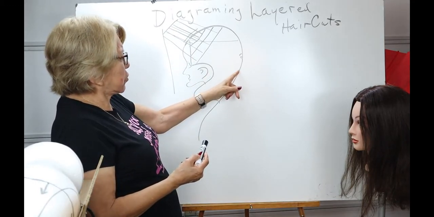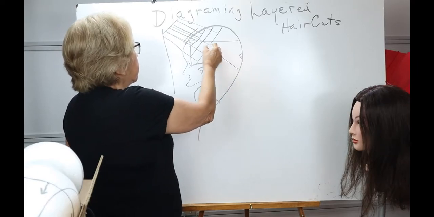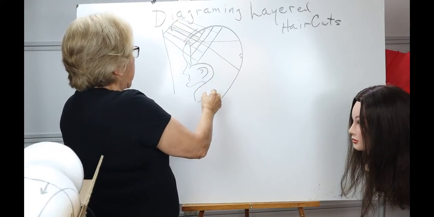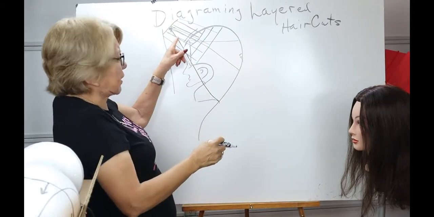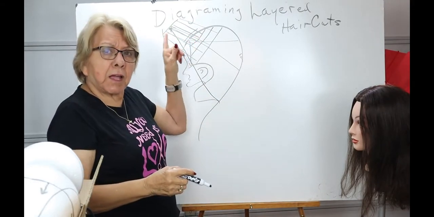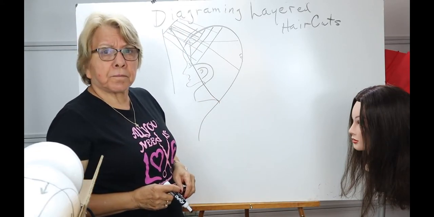The longest is going to be possibly at the occipital, traveling, or at the nape, because it's going to travel to, now you see how that came up. It came up to the frontal ridge.